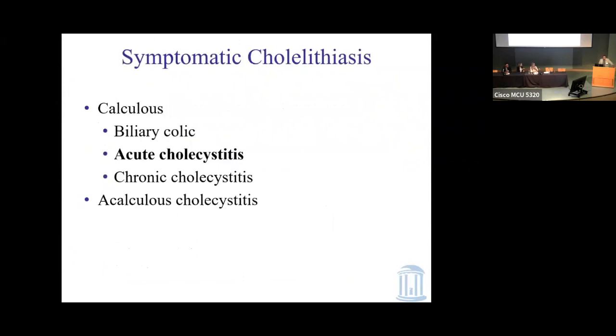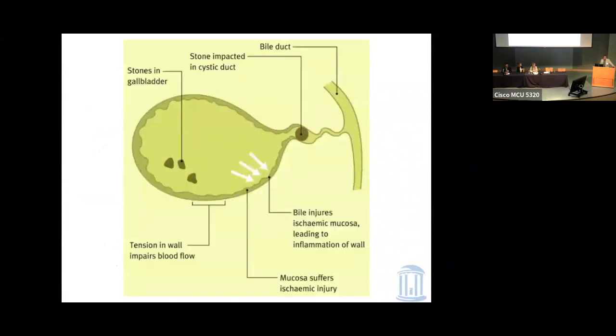Remember that in the spectrum of symptomatic cholelithiasis, acute cholecystitis is but one of these. And so while this talk is focused on acute cholecystitis, we also have to remember we can intervene in other situations as needed for symptomatic gallbladder disease.